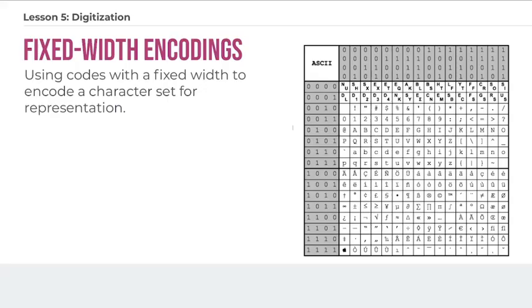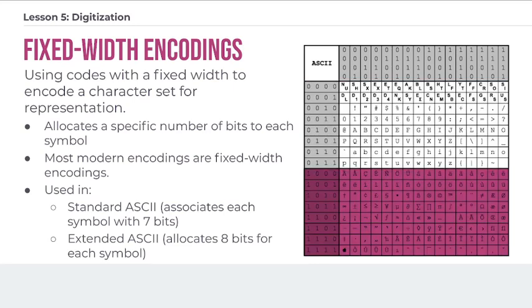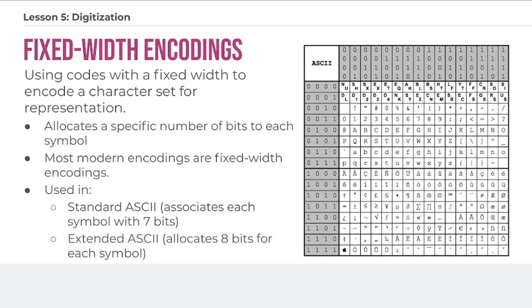But with fixed width encoding, we have a more predictable way to encode a character set for representation. We're allocating a specific number of bits. If we're talking about ASCII, we're specifically allocating 7 bits, and in the extended ASCII table, we're specifically allowing 8 bits for encoding.